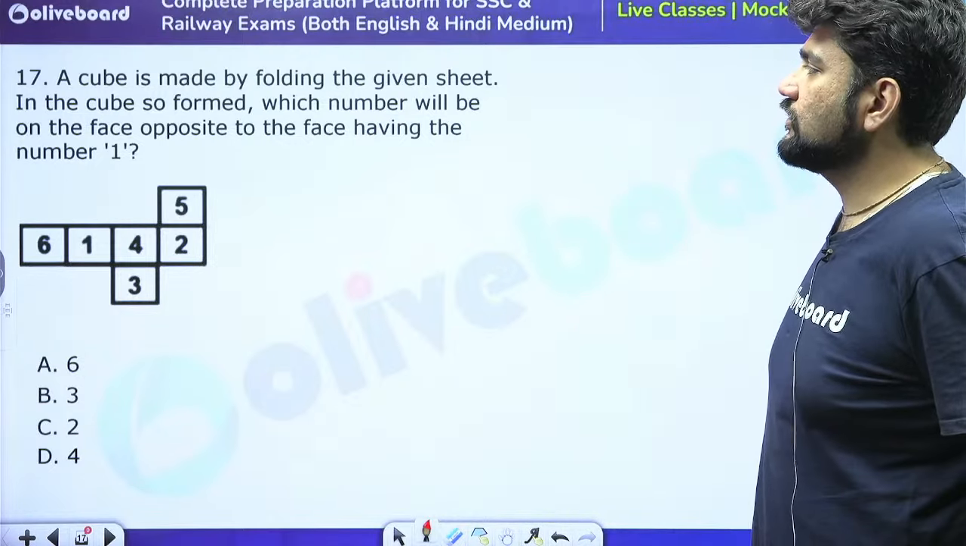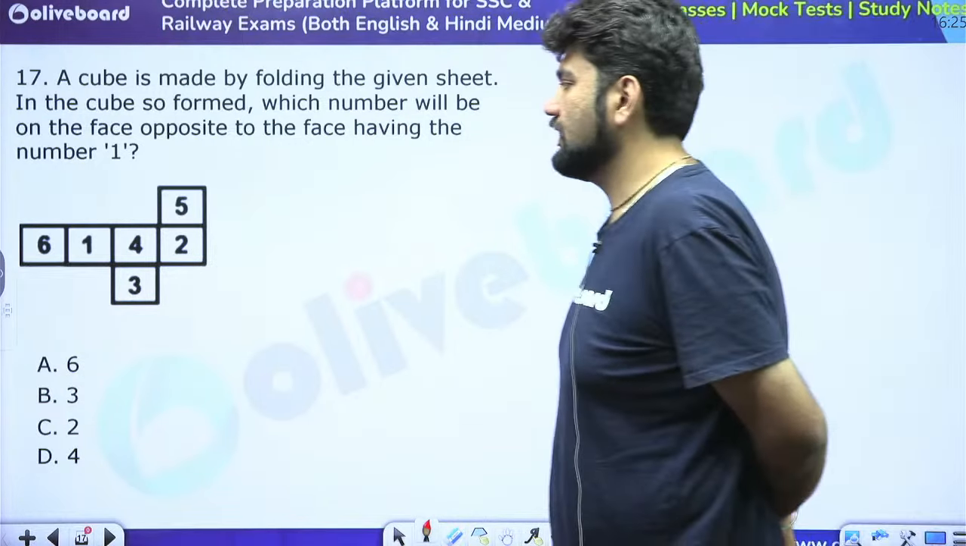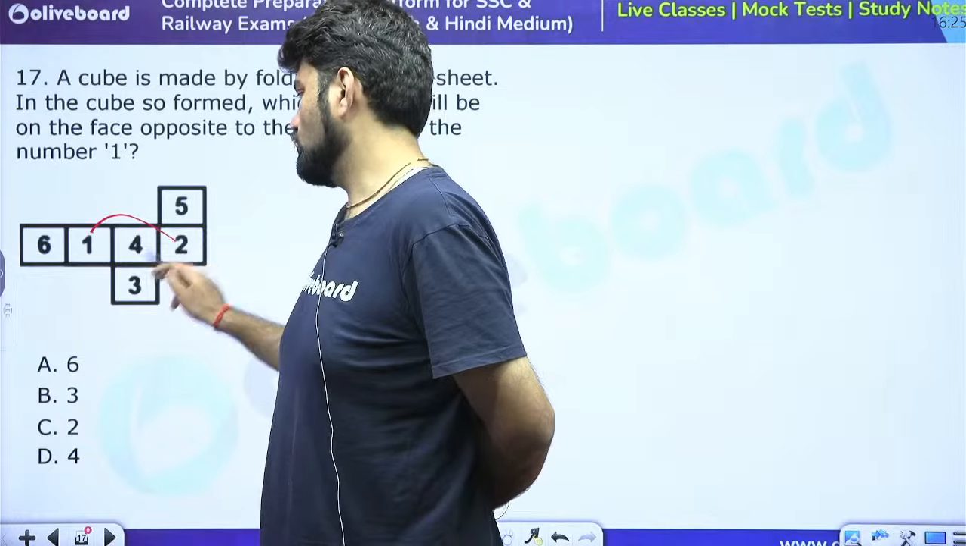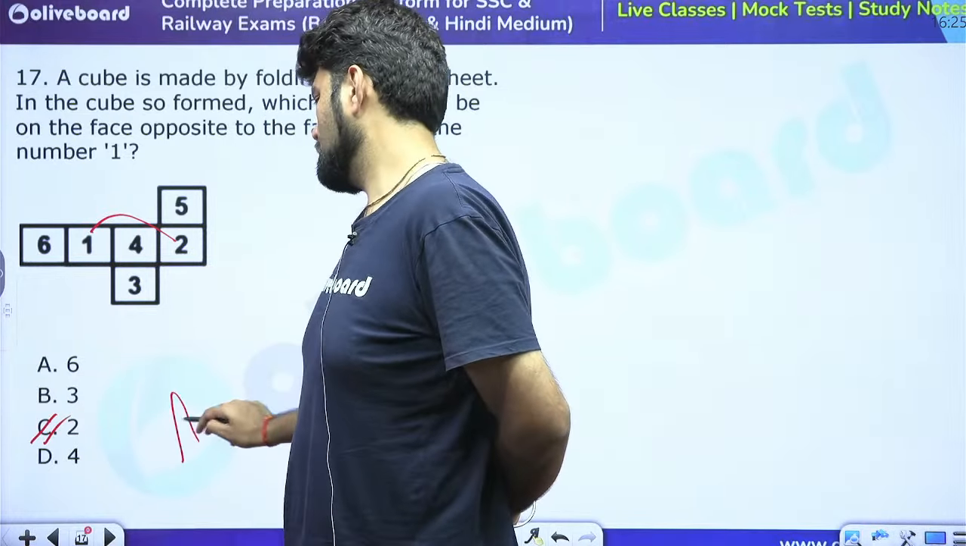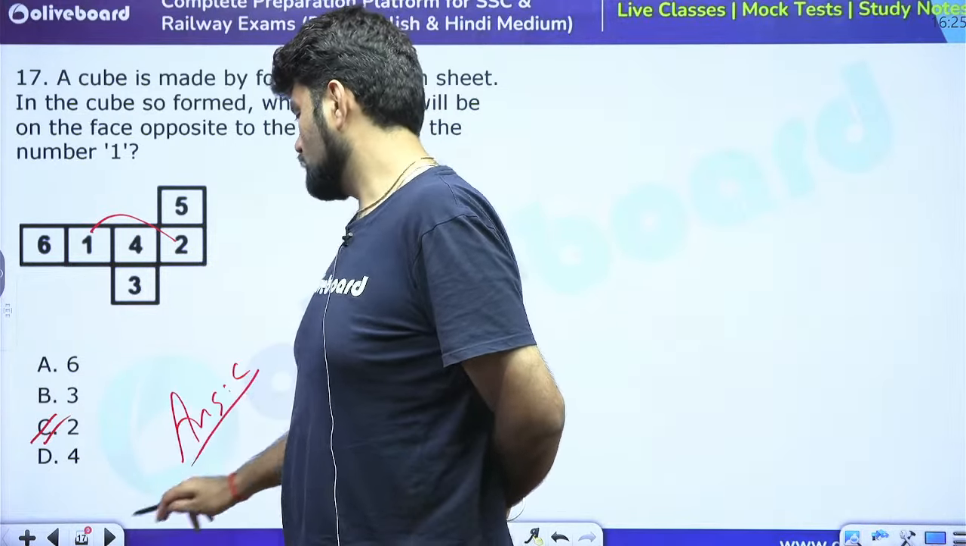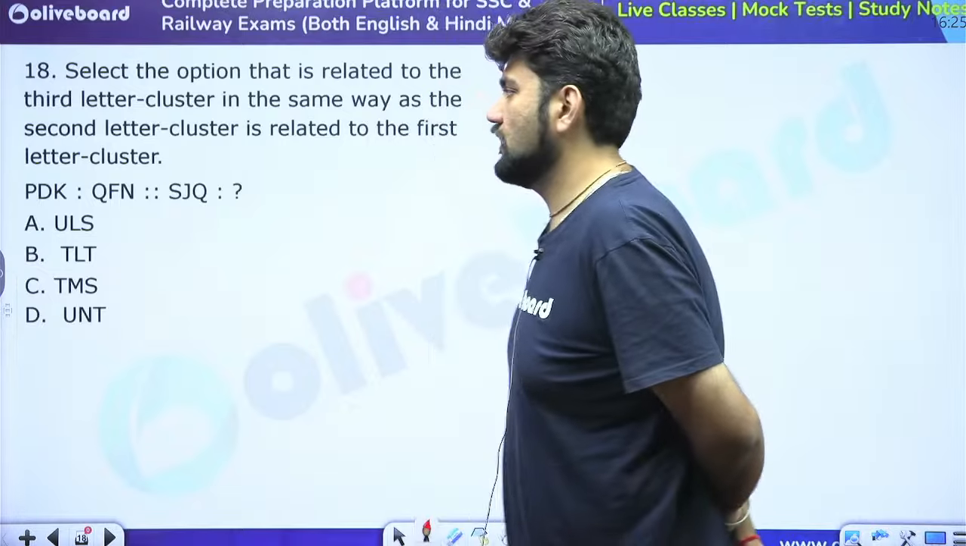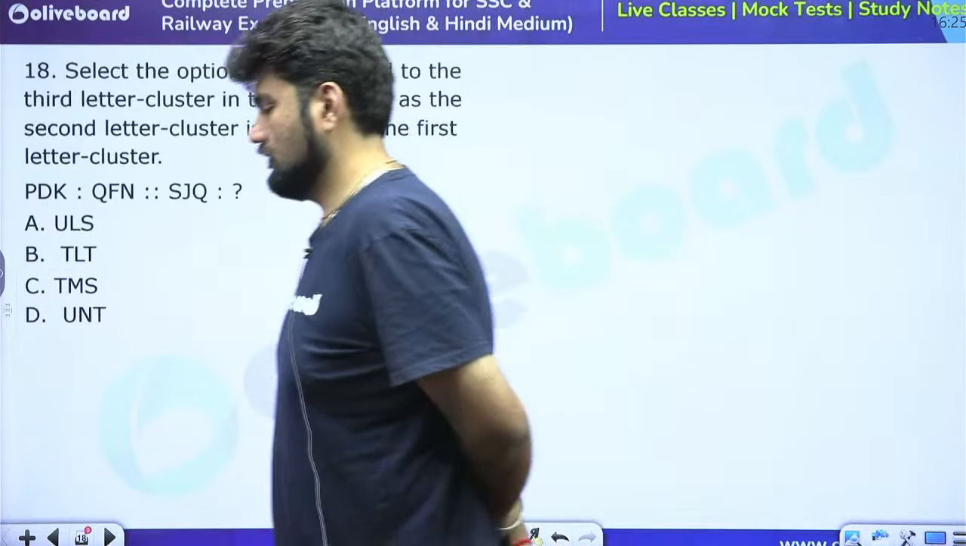Which number will be on the face opposite to the face having the number 1? I think very easy. Opposite 1 is 2. Option C is the right answer. You are still getting questions from cubes and dice. So that is also a possibility.